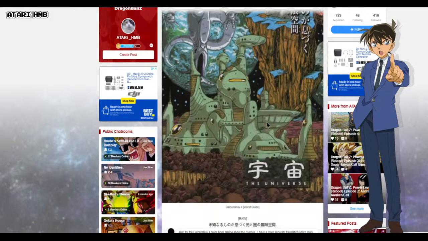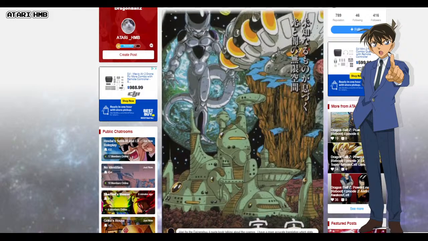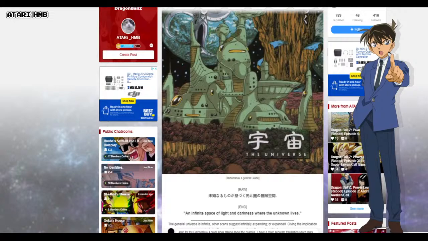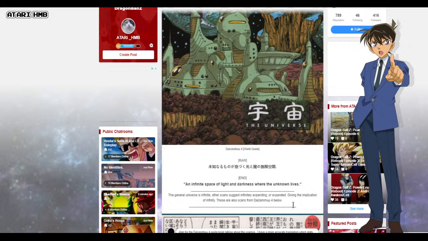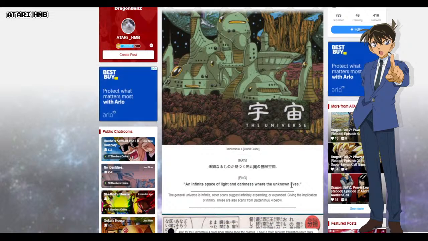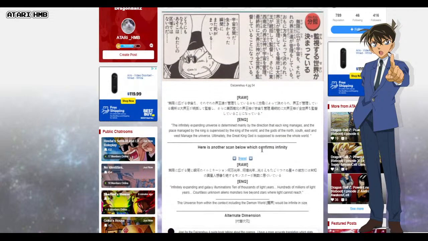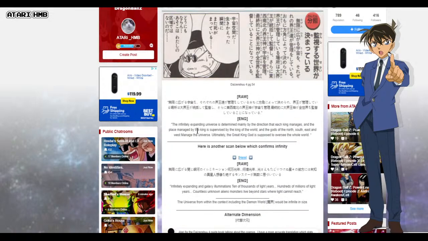So the first scan, it says here, an infinite space of light and darkness where the unknown live. Okay? Right here. So if this is an infinite space of light and darkness, that means the universe is generally infinite. Giving implication of those infinities. Now, there's two more scans that people are going to bring up. Page 54, and I think this is page 20, which comes after the Frieza scan. The infinitely expanding universe is determined mainly by the direction of the king managers. Now, I'll explain that in a bit.